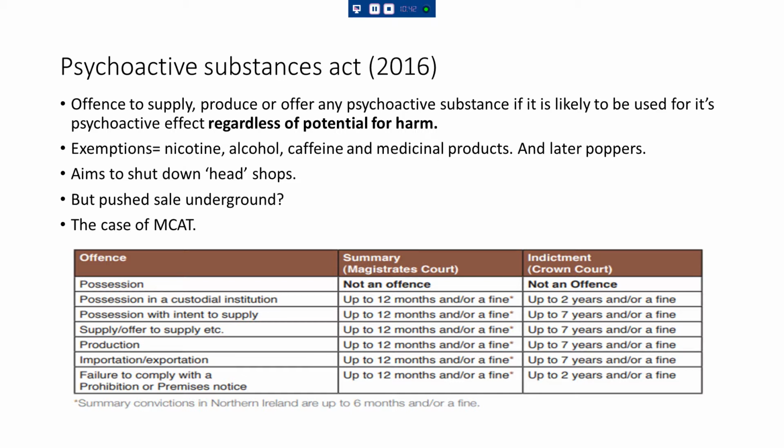Some people have criticised this act because they're worried that they may have pushed the sale of these so-called legal highs underground. So instead of some hippie in a head shop making some money off it, they may have just handed over a lot of drugs to criminal organisations who could sell these drugs to make a profit. These organisations would often use crime and violence for their gain. And this started with the introduction of MCAT.